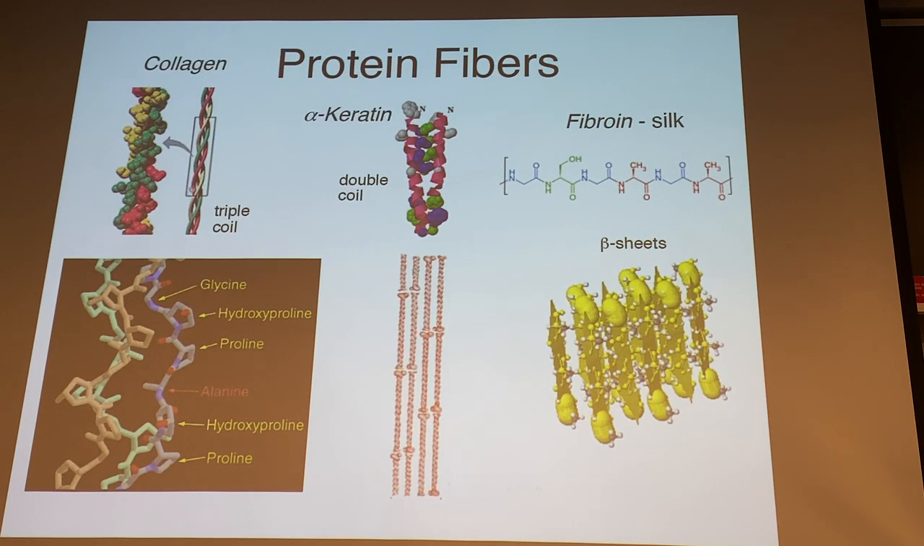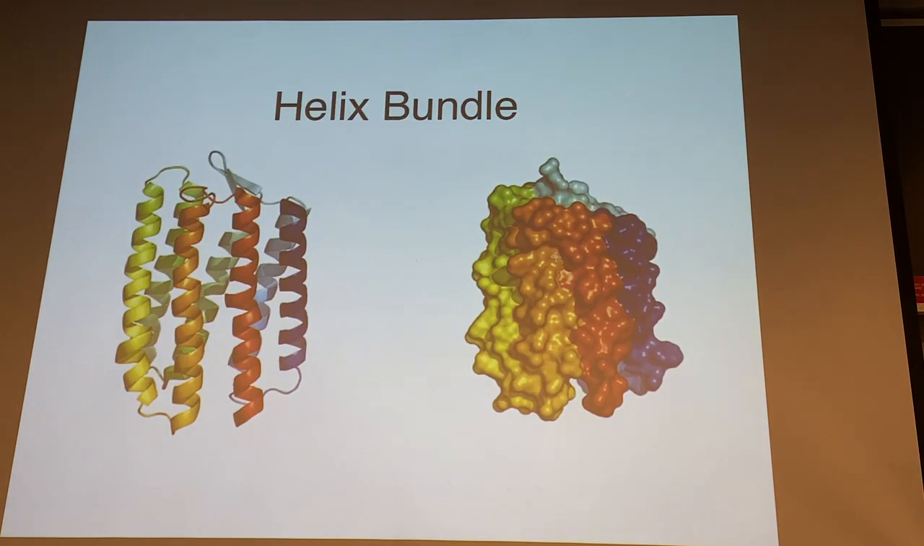Anyway, those are kind of like helical structures. You've got keratin, hair fibers here. And we've got silk, which is a different type of protein fiber. It's mainly beta sheets, okay? But these are insoluble proteins, right? They're not dissolving. We need them there.